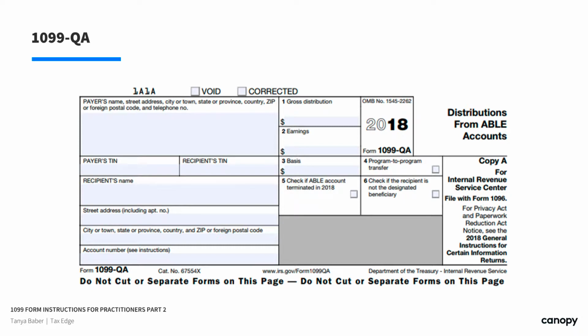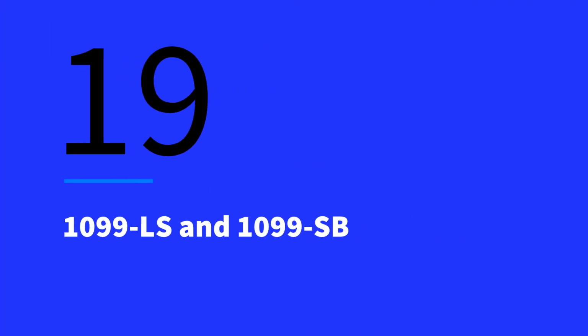So once you get the hang of even a few of these, you'll see most of them become pretty easy to follow, and you guys are totally empowered now that you've gone through so many of these different forms. You can start seeing the connecting threads between all of them. The last ones to leave you with are new ones. The 1099-LS and the 1099-SB are brand new forms.